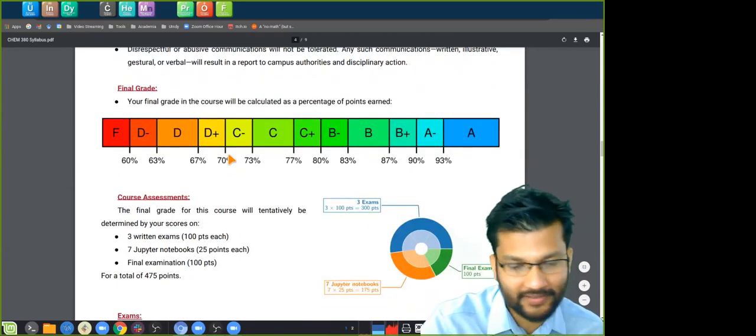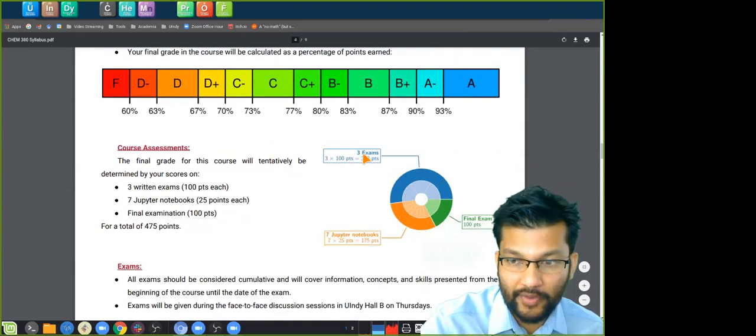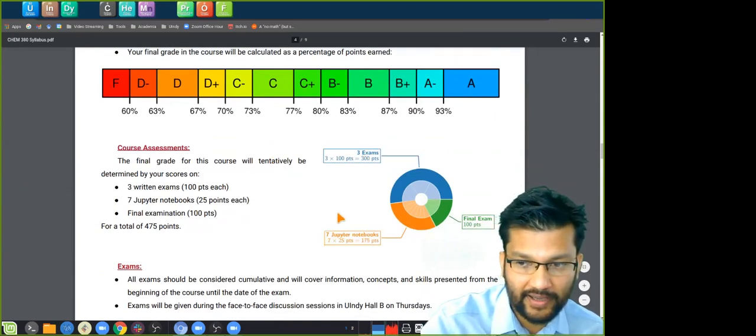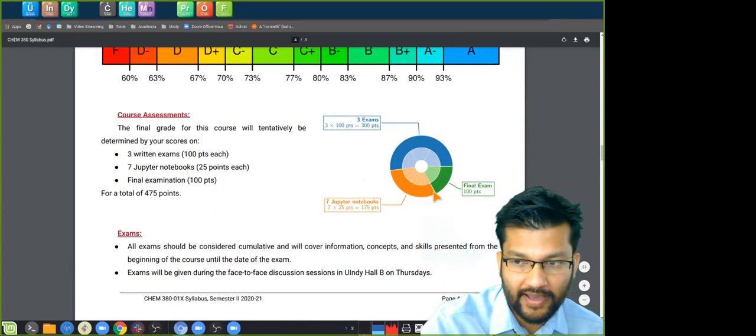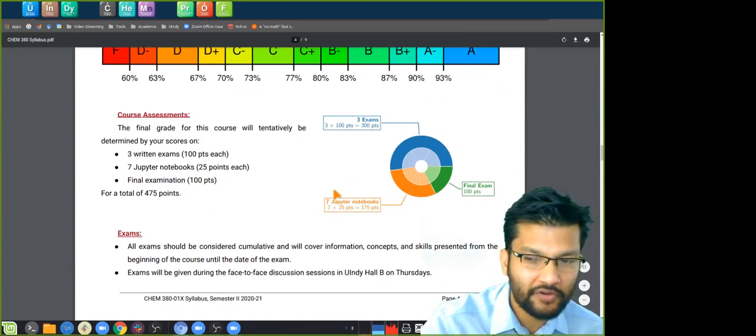Your grades are all standard stuff. We're going to have 3 exams and then a final exam. That's sort of the bulk of your grade. And then we don't really have homework, but we have this Jupyter notebooks thing.